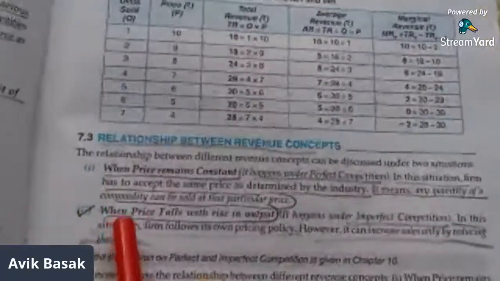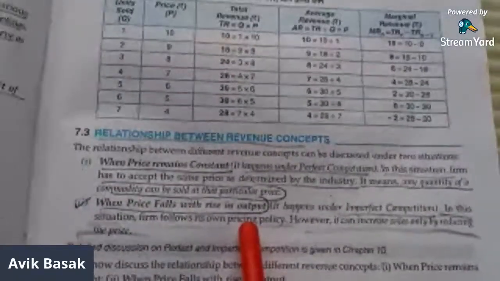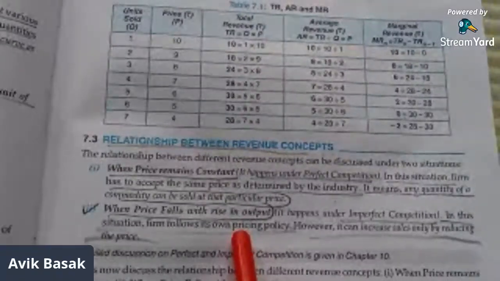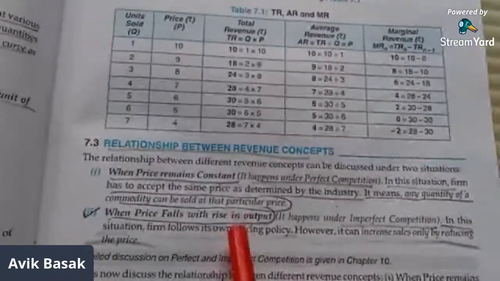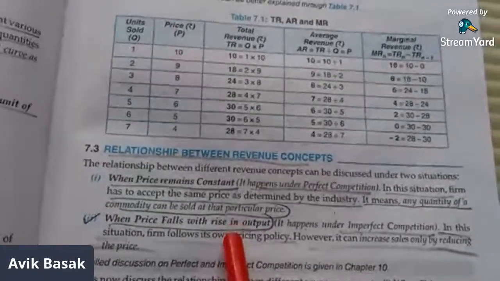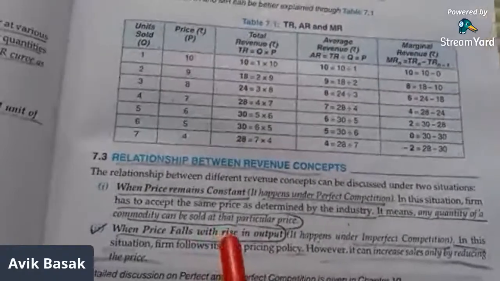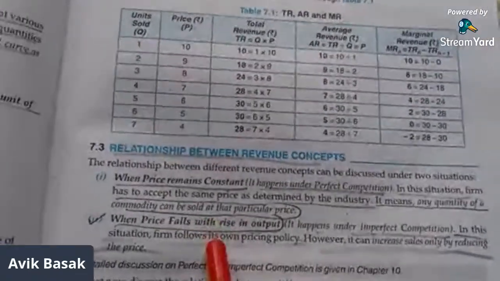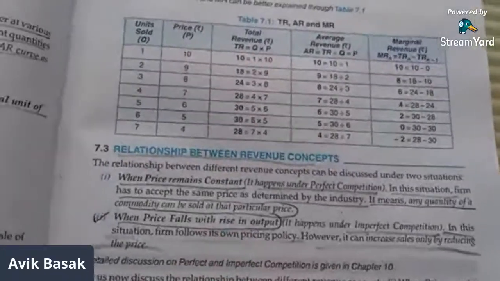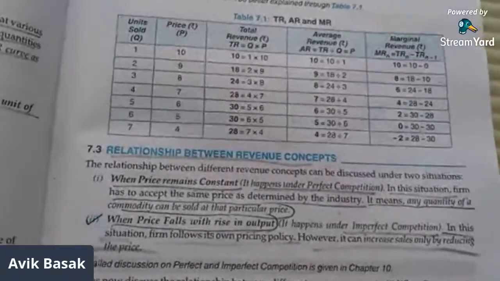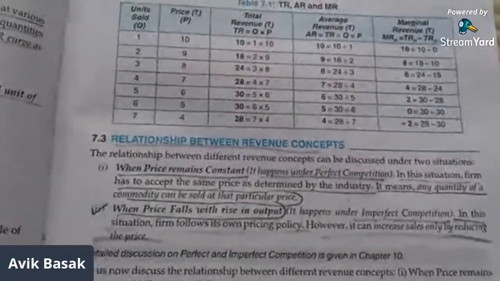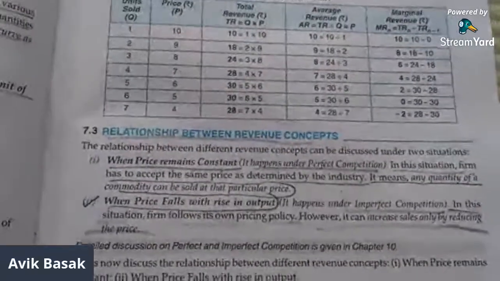Okay, and when price falls with rise in output, producer or seller's main intention is what, students? Producer or seller's main intention is to sell more and more goods at lower prices, isn't it? If a producer or seller wants to sell more and more goods, then the producer or seller has to reduce some amount of price of that particular good.